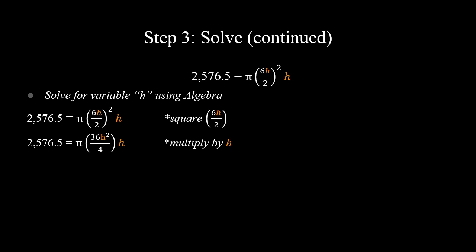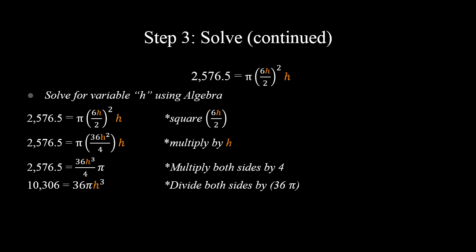So the 6 squares to 36, the h squares to h squared, and the 2 in the denominator is going to square to 4, okay? Now I'm going to multiply by h. I'm going to combine my like terms, which leaves me with 2,576.5 equals 36h cubed over 4 times pi. Okay, I need to get rid of that 4 in the denominator, so I'm going to multiply both sides by 4. Once I do that, I can now divide both sides by my constant terms, 36 pi.